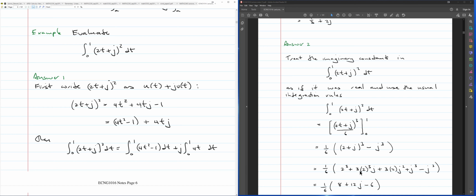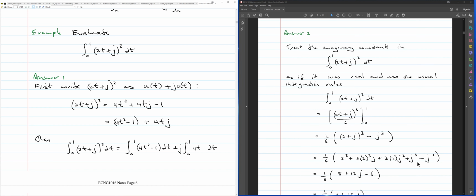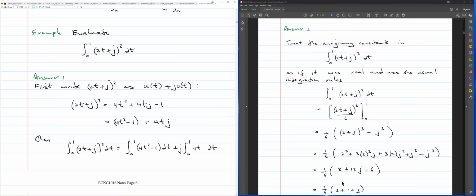Okay, so I have 2 cubed over here, 3 times 2 squared j, plus 3 times 2 times j squared plus j cubed, and then minus this j cubed from on top here. Your j cubed will cancel with the minus j cubed. I end up with 8. This is 3 times 2, which is 6, times minus 1, which is minus 6. So I end up with a 2 here.